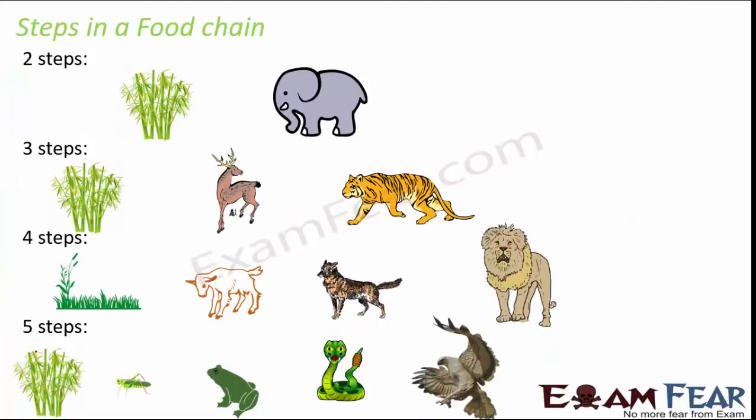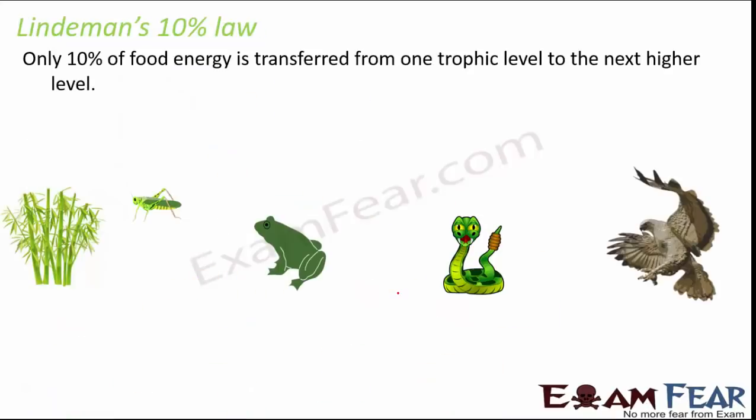Now, these different levels of producers, consumers and decomposers form a food chain. You can have a food chain with two steps like this, with three steps, four steps, five steps and so on. Here comes a very important law, Lindemann's law, which states that only 10% of the food energy is transferred from one trophic level to the next higher trophic level. Each of these levels is called a trophic level in a food chain.